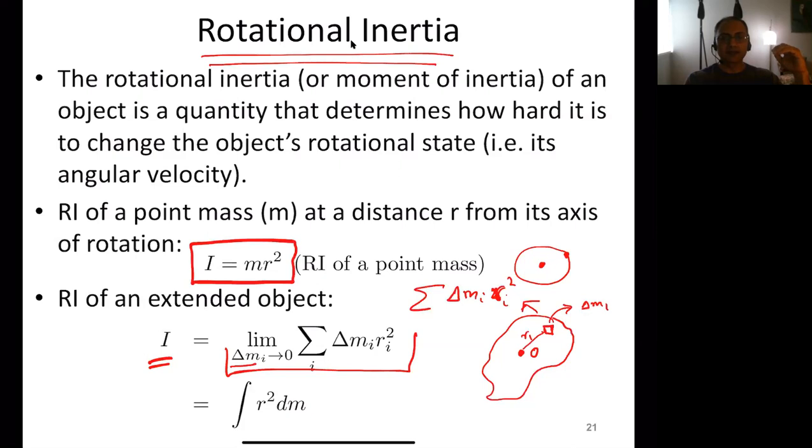The distance from the axis of rotation. And if you have an extended object, you can use the same formula, but you have to basically break up the object into point masses, calculate the moment of inertia of each individual point mass, and sum over all of them. And that will give you the moment of inertia of the extended object.